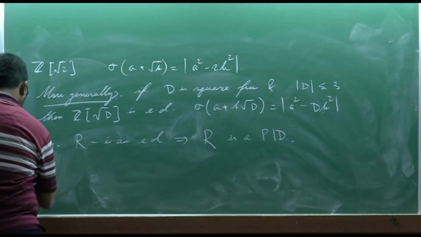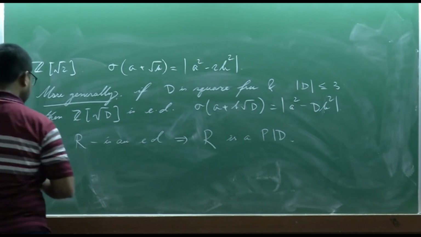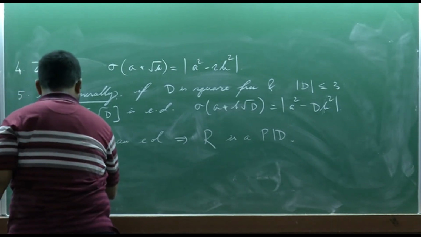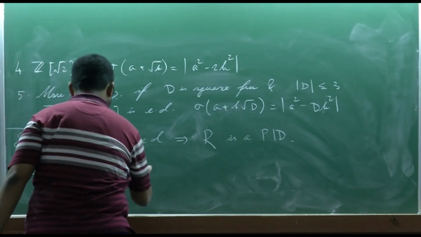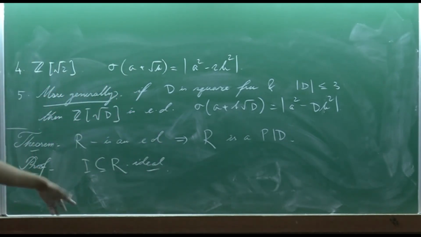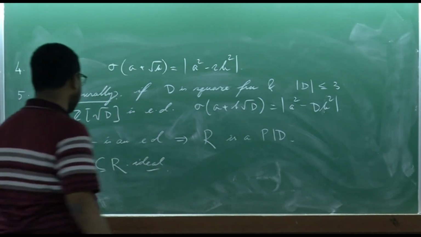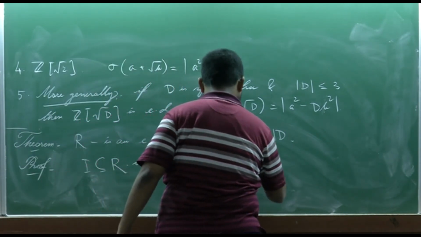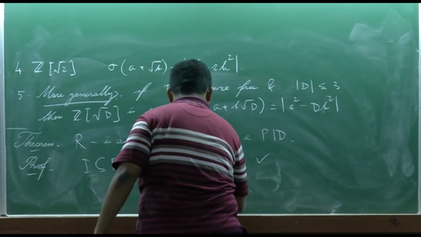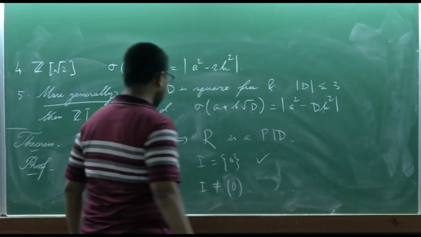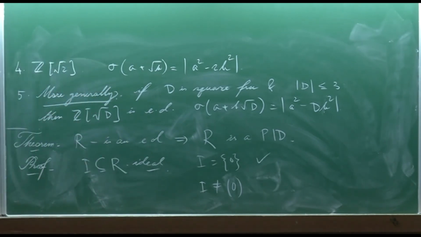Let me give a quick proof for that. So, let I be an ideal. If I is 0, then we do not have to do anything. Now, consider that I is a non-zero ideal. What is a non-zero ideal?